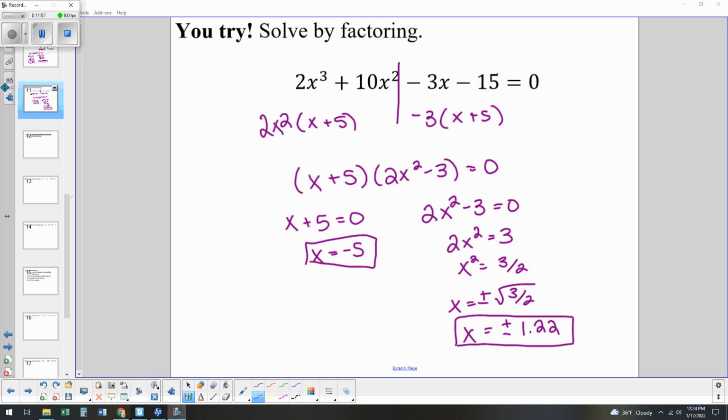All right, so when I factored this by grouping, my factors were x plus 5 and 2x squared minus 3. So my solutions were x equals -5 and x equaled positive and negative 1.22.